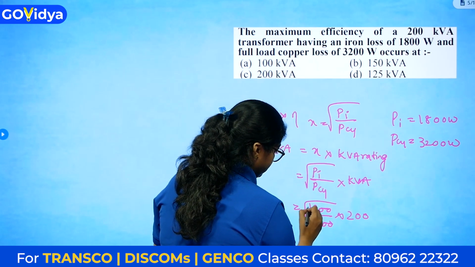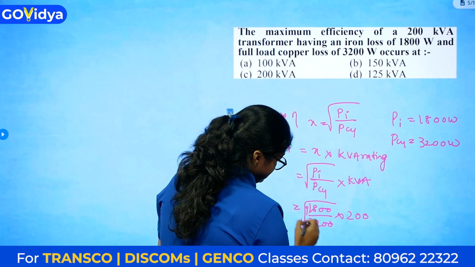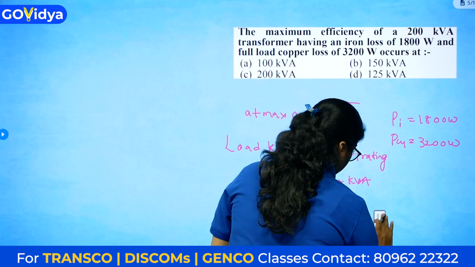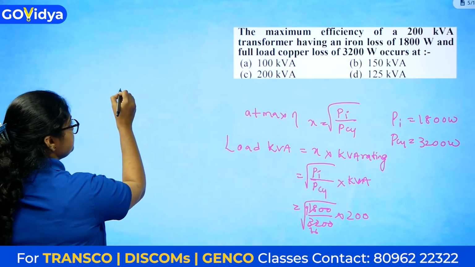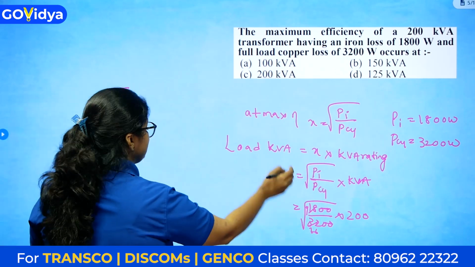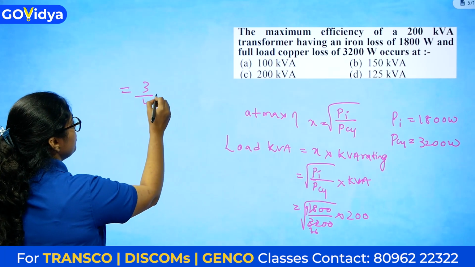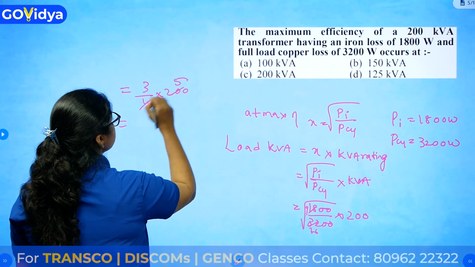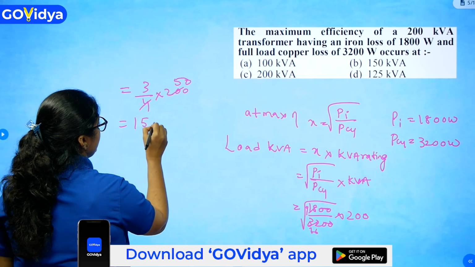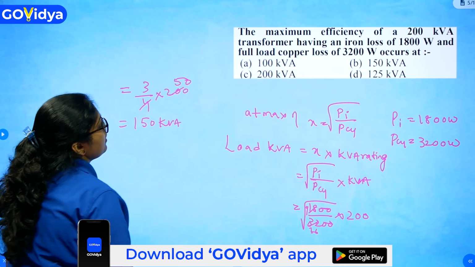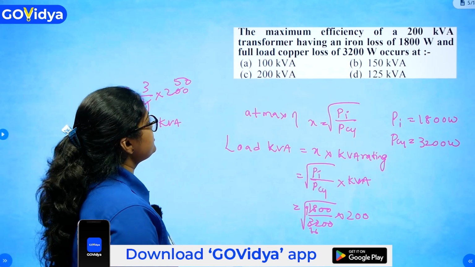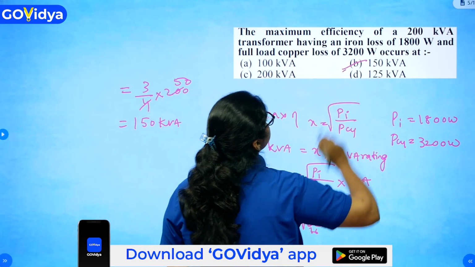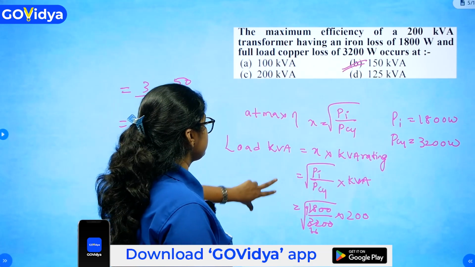So this will be 9 and this will be 16. As it is root, root of 9 by 16 is nothing but 3 by 4 into kVA rating 200. So 200 by 4 is 50, and 3 into 50 is 150 kVA. So at the maximum efficiency, the load is 150 kVA. So option B matches here. Let's move to the next question.